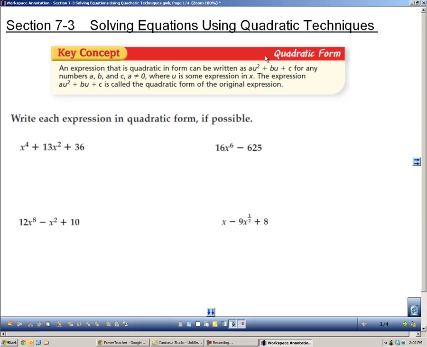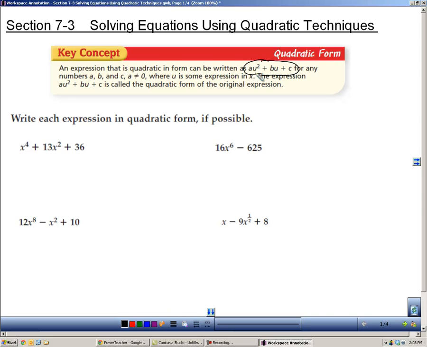Section 7.3 is about solving equations using quadratic techniques. Sometimes we have expressions that are not in a nice form for us to use. One of the strategies we can use is to rewrite those forms into quadratics, thereby turning a problem that we can't do into one that we can do using a quadratic form.